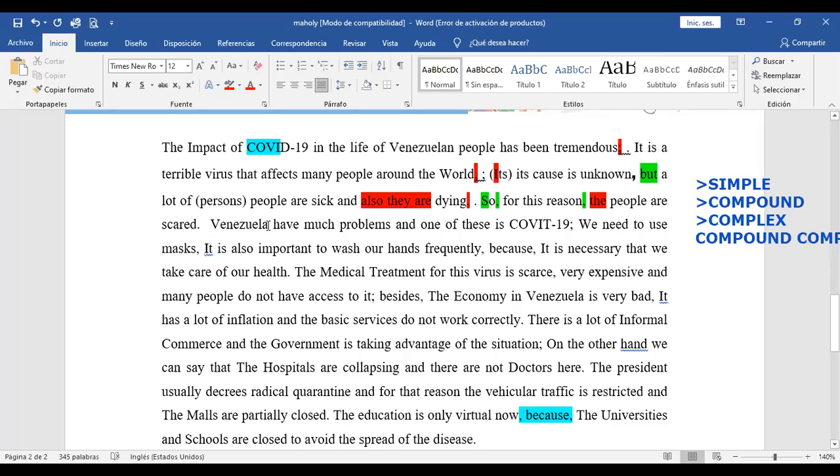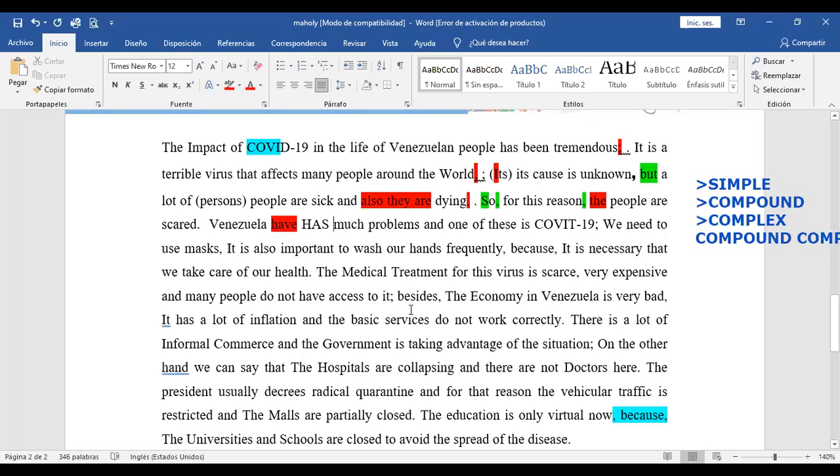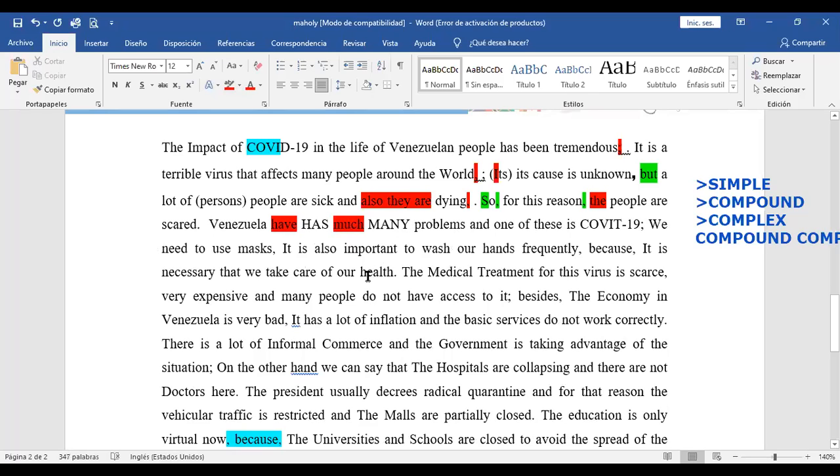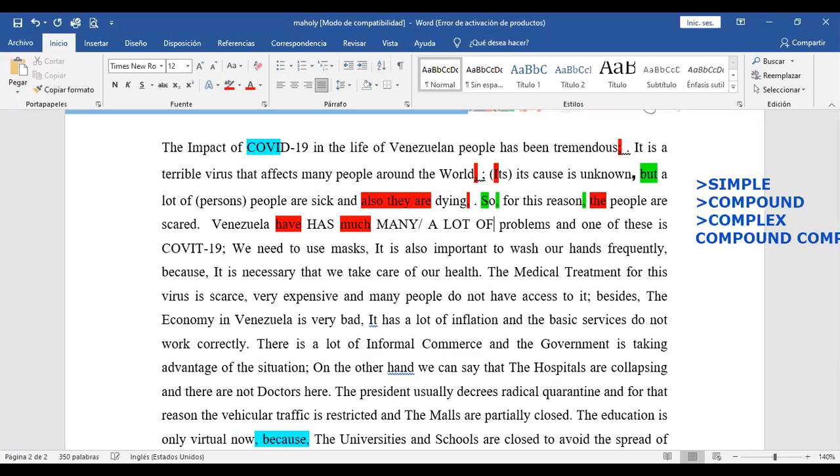Ok, excelente. Luego dice Venezuela, ahí. Venezuela has. Yes. Venezuela has. And many sounds better with problems. Many problems. Ahí podemos decir, Venezuela has many problems. Many problems or too much or so much or a lot. Pero, a lot sí, pero much no, porque estamos hablando en problems de plural, ¿ok? Okay. A lot of problems. Okay. Venezuela has a lot of problems.